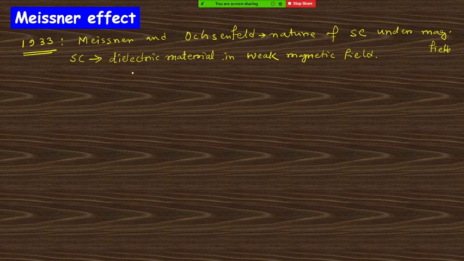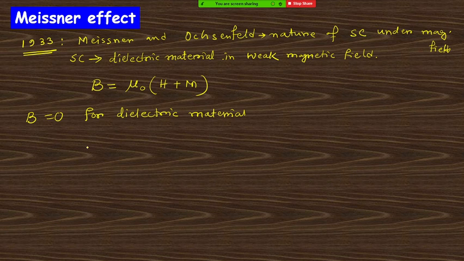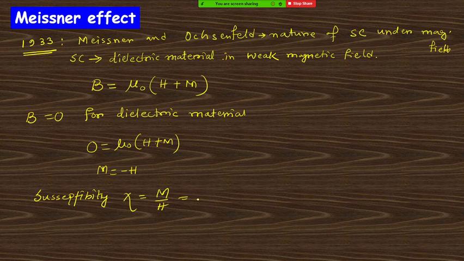Since this behaves as a dielectric material, B is the total magnetic field, which is nothing but mu naught times H plus M, as you know from the BSc class. In the dielectric material, B is zero. So if we put B equal to zero, H is nothing but minus M, or M is minus H. So what is the value of susceptibility? Chi is M by H. If you put M equal to minus H, this becomes minus 1. So the susceptibility of a superconductor will be minus 1. Clear?